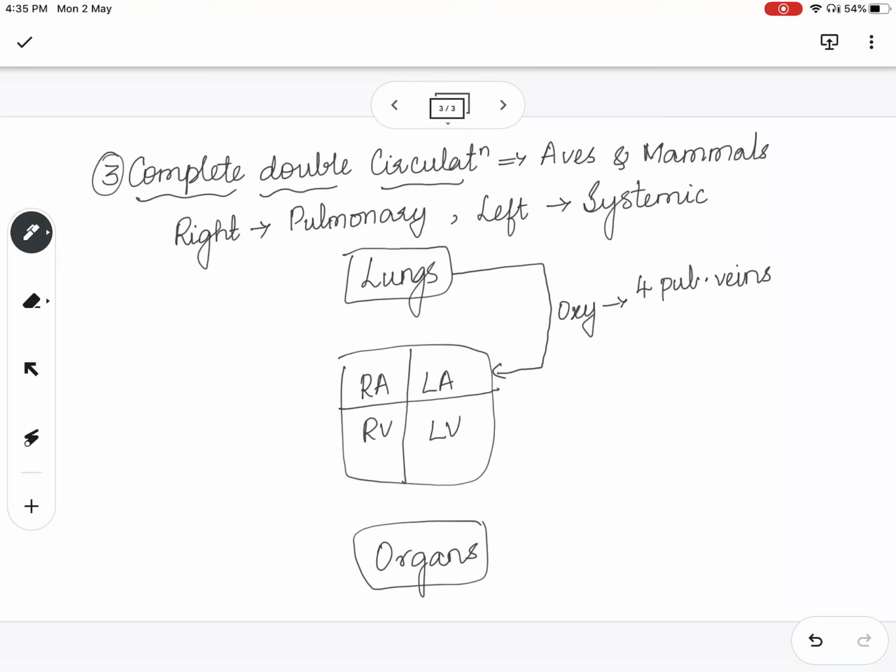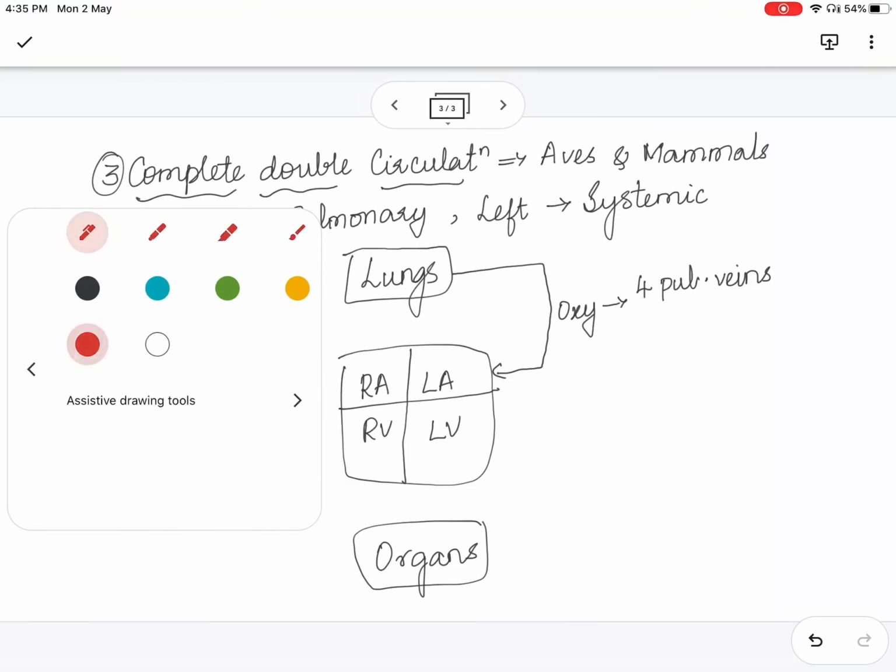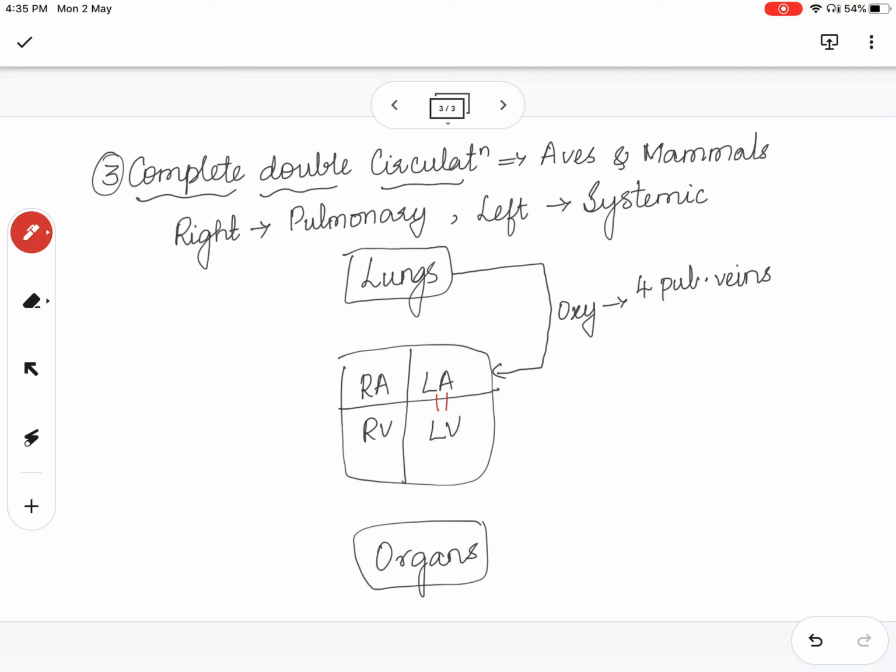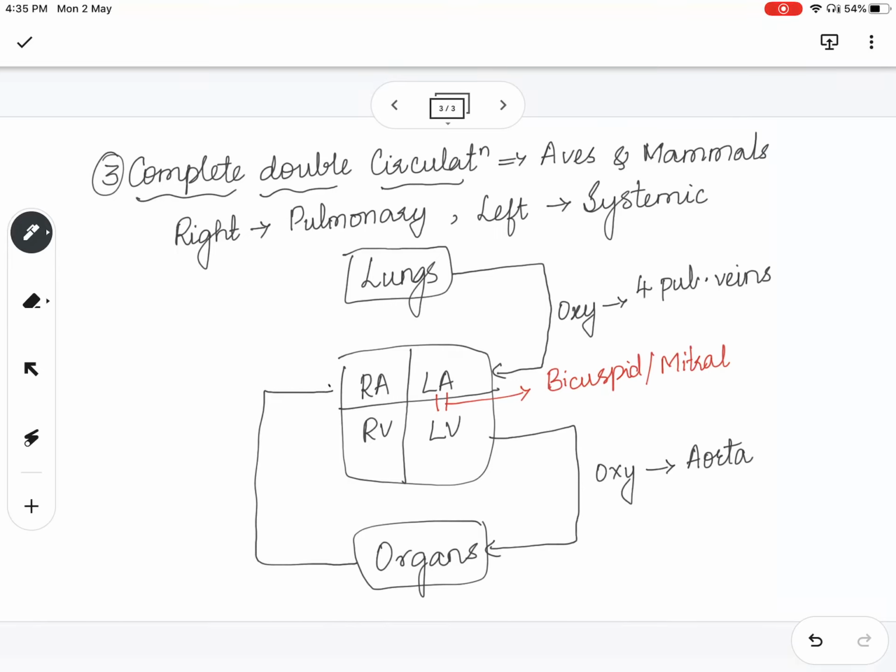Now, the left auricle having oxygenated blood is going to supply it to the left ventricle through a valve that is called the bicuspid, also known as the mitral valve. Then from the left ventricle, it is going to supply oxygenated blood to the different parts of the body through the aorta. Once it comes in contact with the different regions of the body, it is going to undergo what?